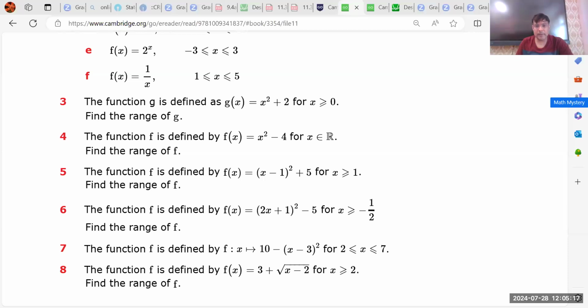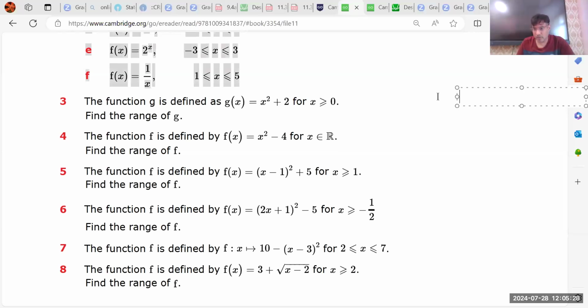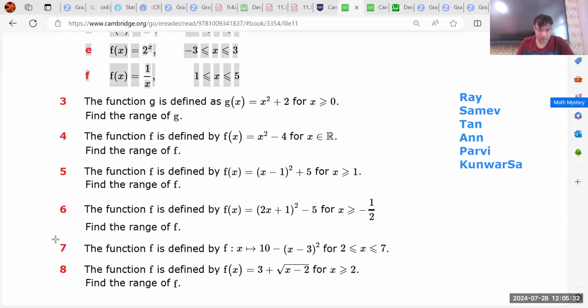The answer to this question is given wrong in the book too. Just checking that, for the 7th question. So all of you will get half marks for this question. Parvi, and who else? Ray, Poor, and Sami. No one has given me a perfect answer.